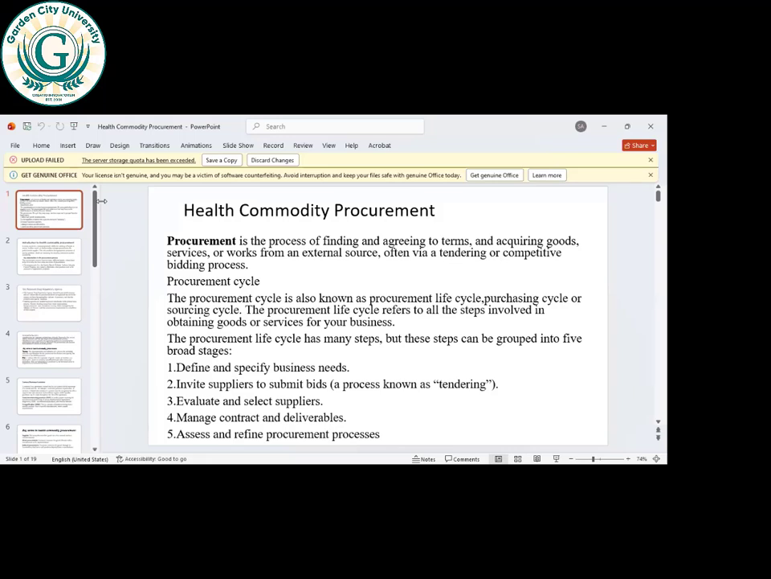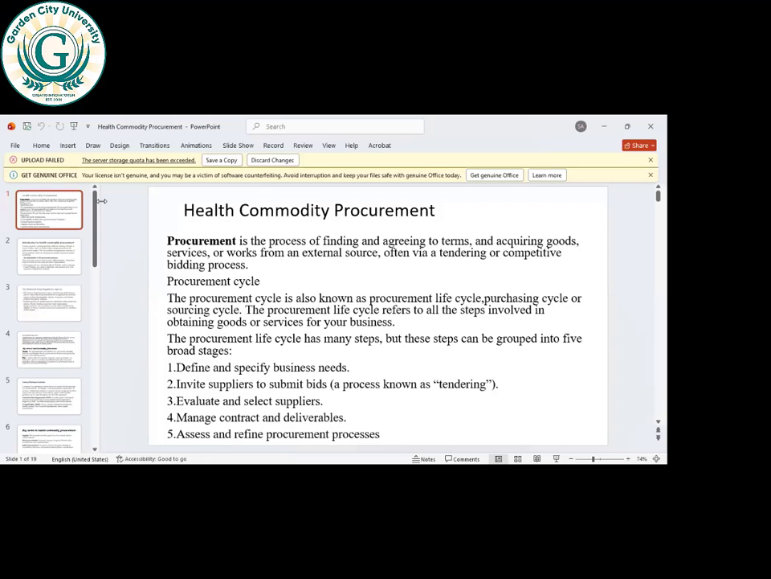Then afterwards, after evaluating them, you pick the most appropriate supplier, the one you think can supply you with quality product. After selecting the supplier, you award them contract. You offer them the contract or the business, and so you need to manage the contract.